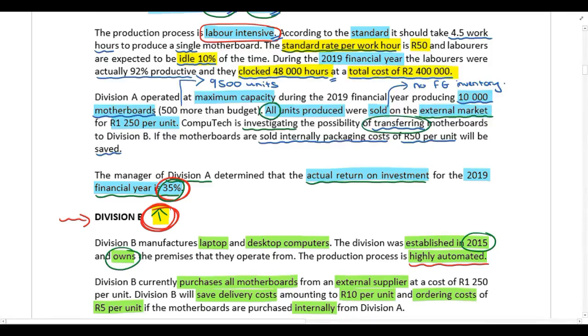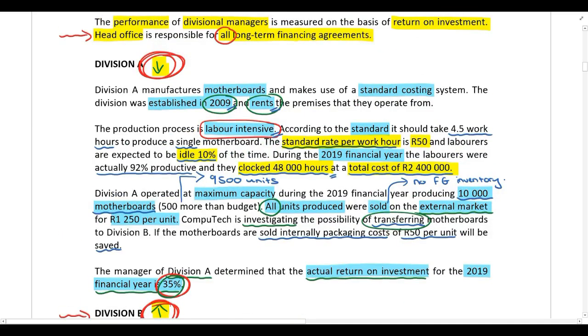So if you go back to the information provided in the scenario, normally how do we calculate the minimum transfer price? We take the variable costs associated to producing the motherboard. We deduct any variable costs saved on internal transfers, we add any incremental fixed costs, and then we add any opportunity cost. Now guys, you can see there's insufficient information provided in the question to perform the calculation in that way.